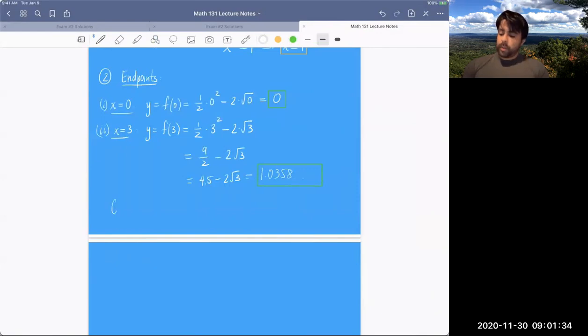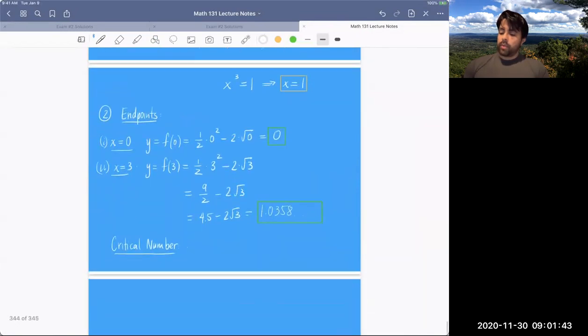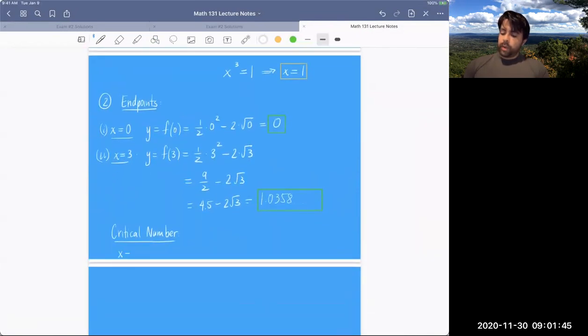And then the critical number, because I already figured out x equals 0, I don't have to plug it in again. The only critical number that I have to consider is x equals 1. So when x equals 1, what's my y value? Well, plug it in. And I get 1/2, 1 squared minus 2 rad 1. I get 1/2 minus 2, which is negative 3/2, which is negative 1.5.